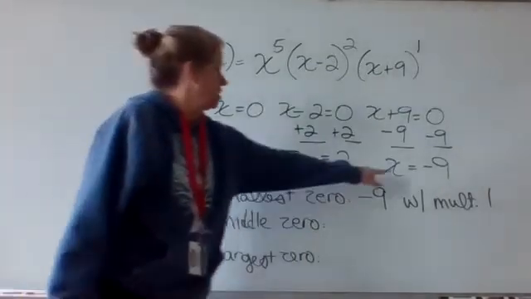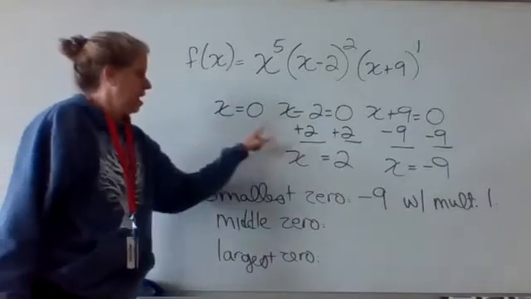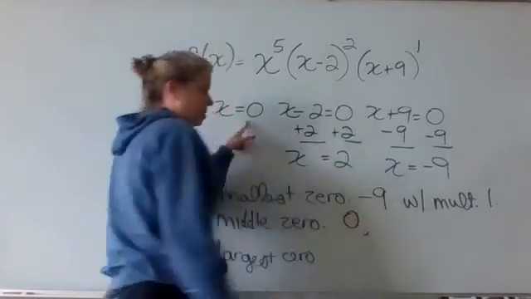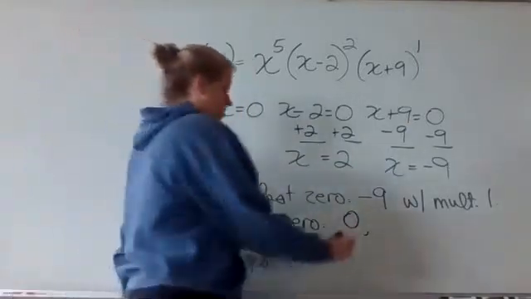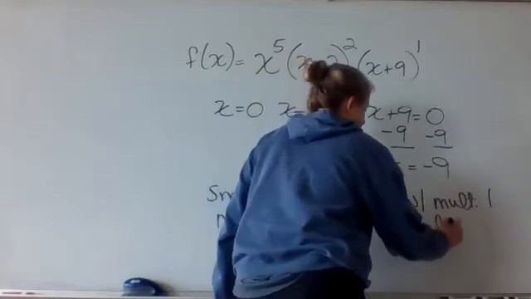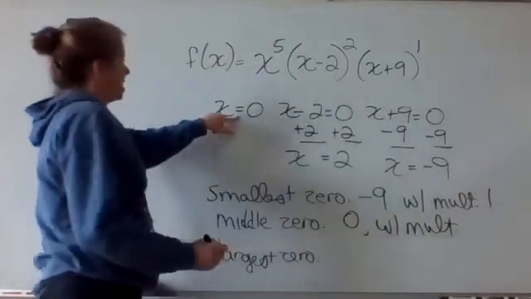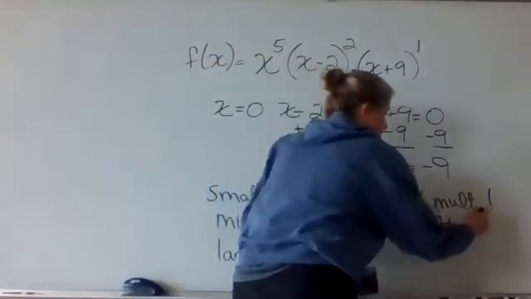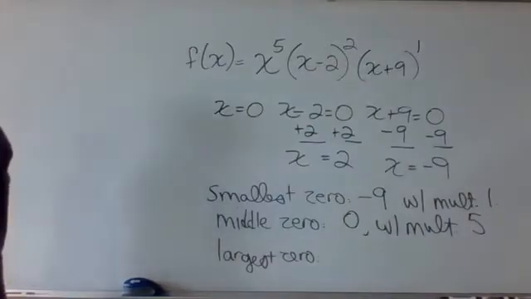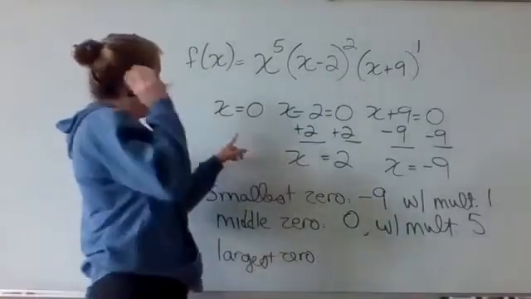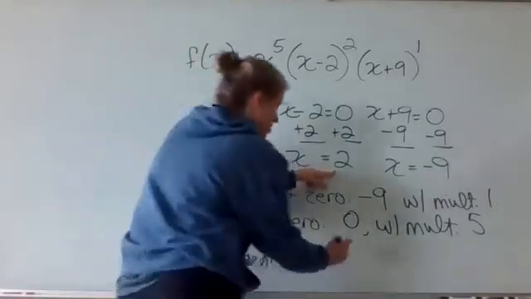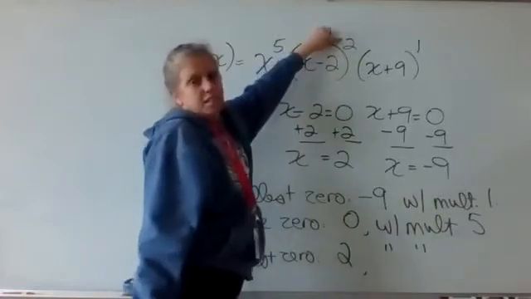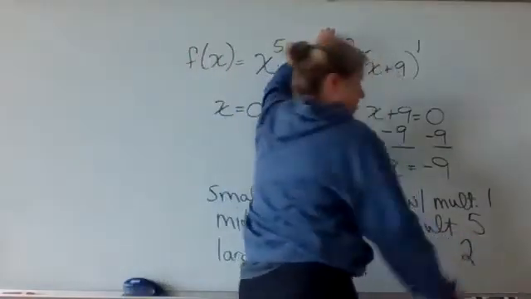So the middle 0, so that's the smallest. That one's bigger than this. So here's your middle 0. So your middle 0 is 0. And its multiplicity, let's see, that came from this factor. So its multiplicity is 5. And the largest 0. So 2 is my largest 0. And its multiplicity was its exponent, which is 2.